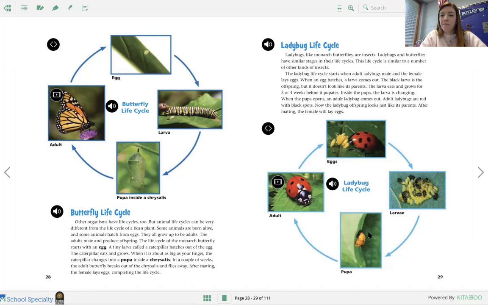Inside the pupa, the larva is changing. When the pupa opens, an adult ladybug comes out. Adult ladybugs are red with black spots. Now, the ladybug offspring looks just like its parents. After mating, the female will lay eggs.